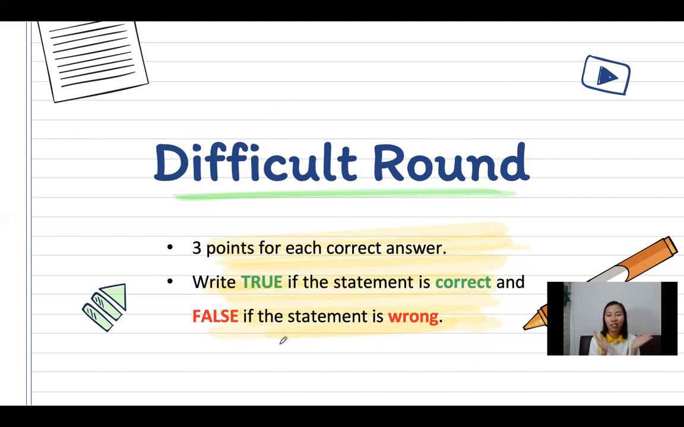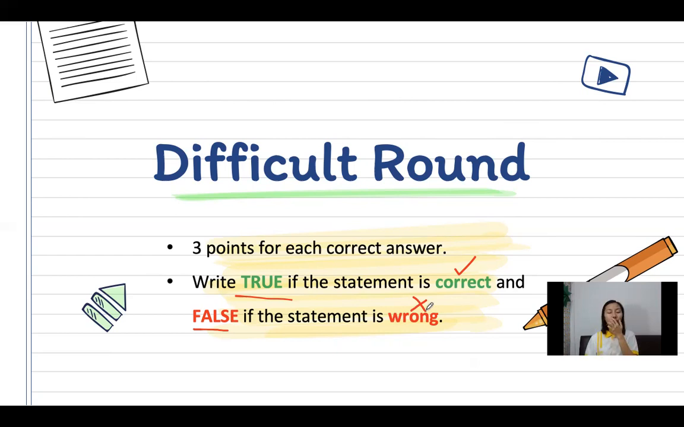Okay, so round three is the difficult round. Okay, relax. So you need to write difficult round. In this round, there are 3 points for each correct answer. All right, so it says, write true if the statement is correct, and write false if the statement is wrong. Okay, it's true or false. It's easier. Just true and just false.